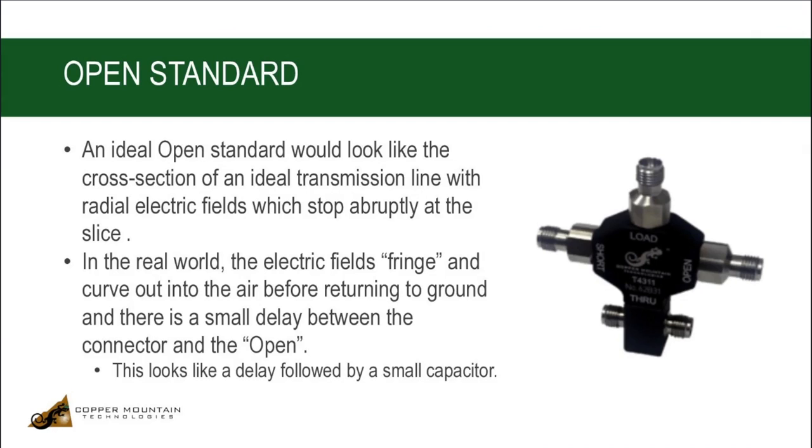Let's talk about the open standard right here. An ideal open standard would look like the cross section of an ideal transmission line with radio electric fields which stop abruptly at the slice. I think you can imagine the propagation of an EM wave through a piece of coax. You know that the electric lines of force are radial, and there's a circular magnetic field as well. If you were to cut that cleanly and keep that same configuration of electric and magnetic fields, you would have a perfect open. But you can't do that because the electric fields curve at the ends from the center conductor out to the ground. And that looks like a small capacitor. And in fact, an open that we design like this has a connector, a small delay, and then basically the open itself.